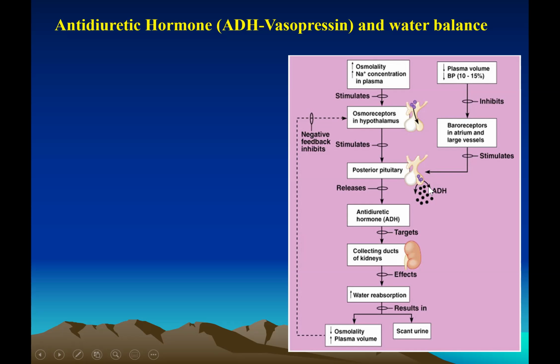We already saw how the hypothalamus will secrete antidiuretic hormone through the posterior lobe of the pituitary gland. So the antidiuretic hormone will target the collecting ducts of the nephrons in the kidneys, and then it will command them to absorb water and sodium.